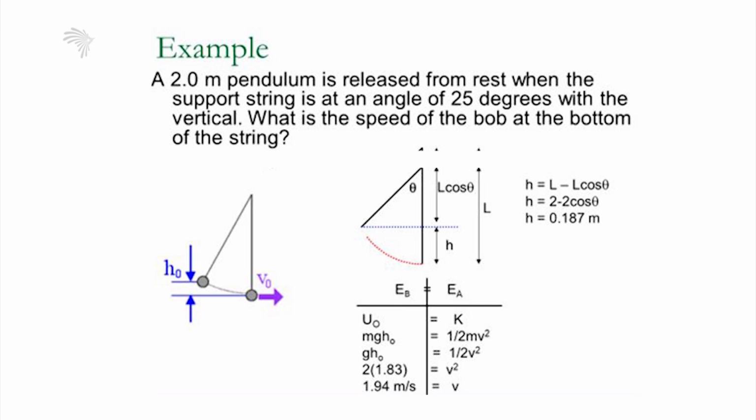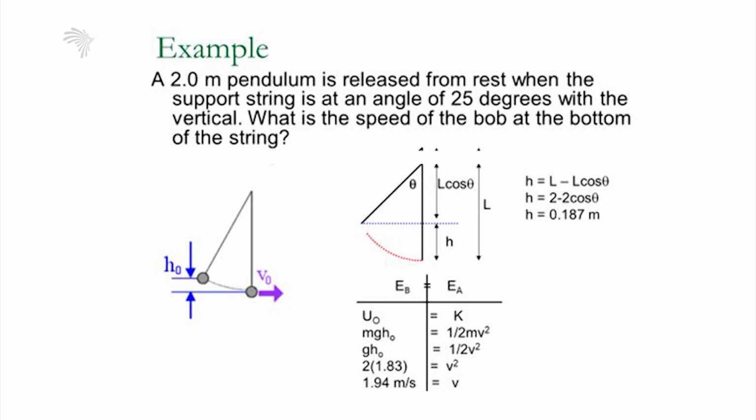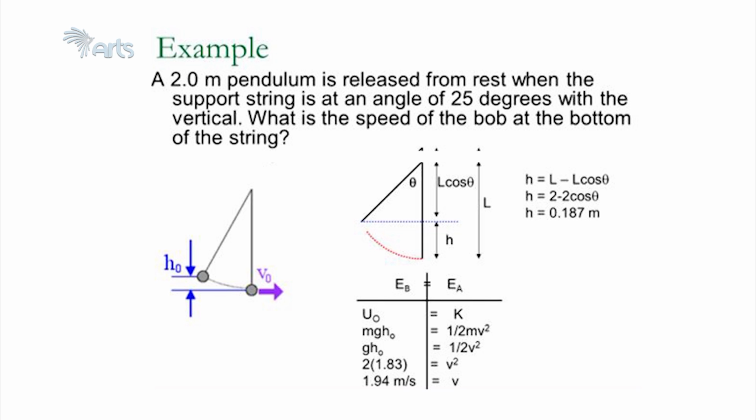Now to find the speed of the bob at the bottom of the string, let's apply the law of conservation of mechanical energy. At the highest point, the bob has energy in potential energy form, but when it reaches the lowest point, the bottom point, that total gravitational potential energy will be converted into kinetic energy. Therefore, mgh is equal to half mv squared.